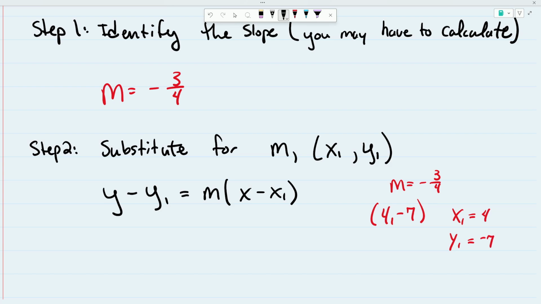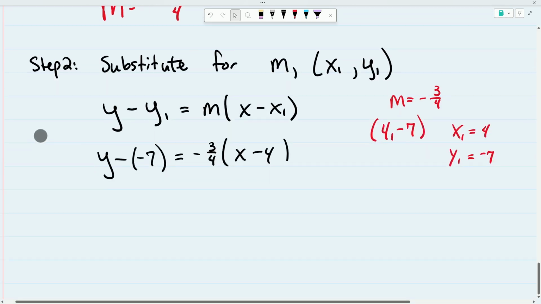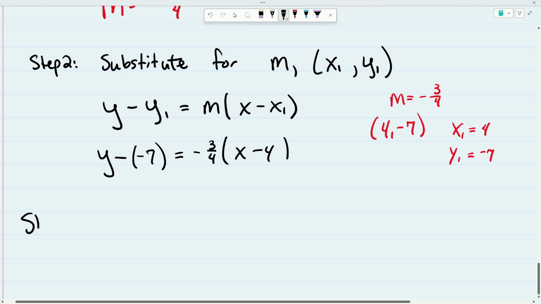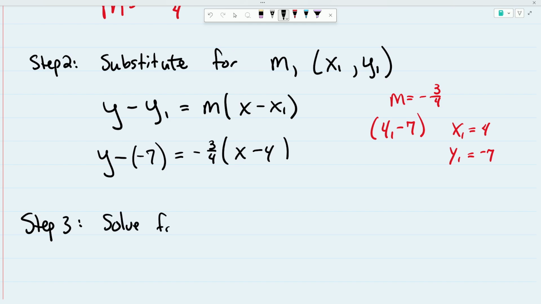So what I will do is I will substitute these values into the point slope form. So I get y minus -7 equals -3/4 times the quantity x minus 4. And then finally, step 3, we're going to solve for y.